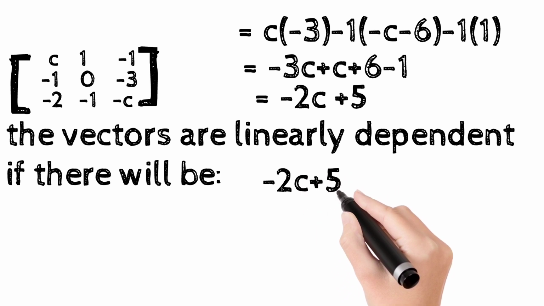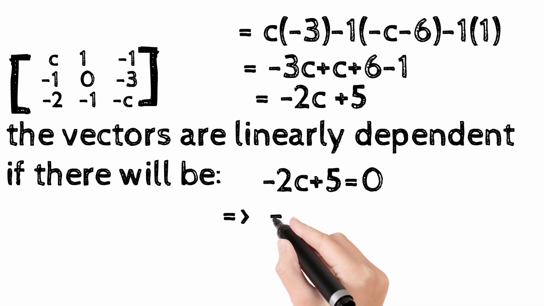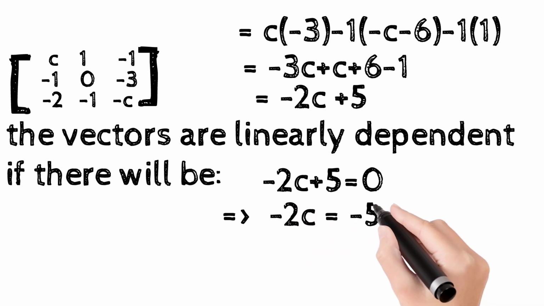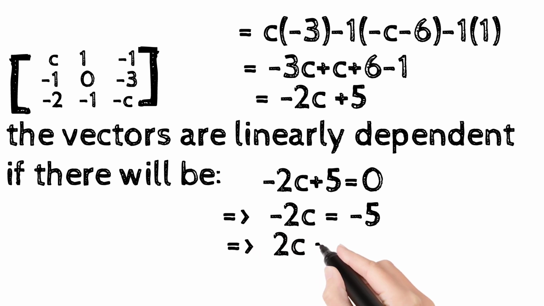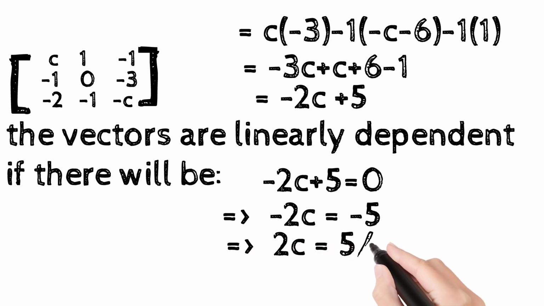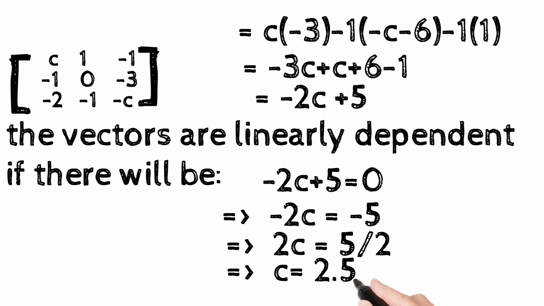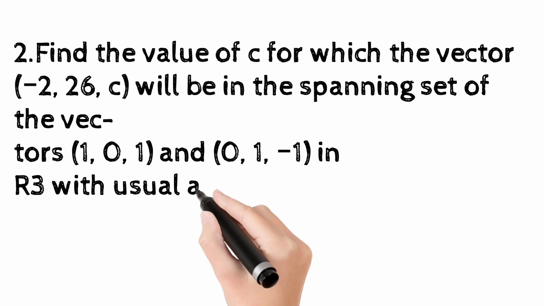And then as written in the question, the vectors are linearly dependent if the given expression is equal to 0. So -2c + 5 = 0, then -2c = -5 if we put 5 on the other side. Then 2c = 5 upon 2. By solving this, we'll get to know that c = 2.5. I'm sorry, in the third line it's written that 2c = 5 by 2, but it's actually c = 5 by 2.